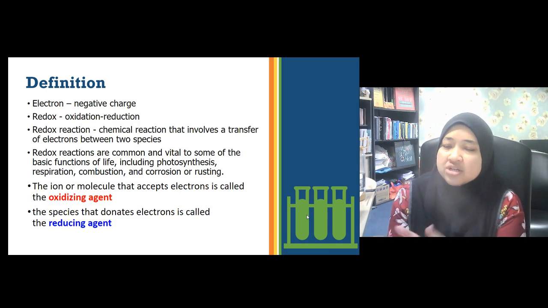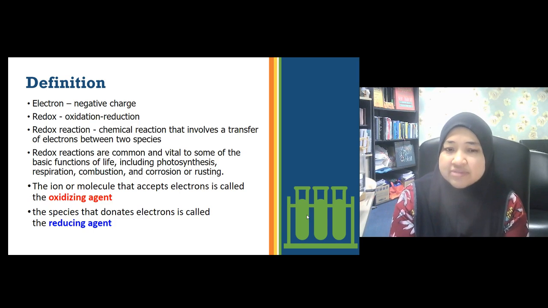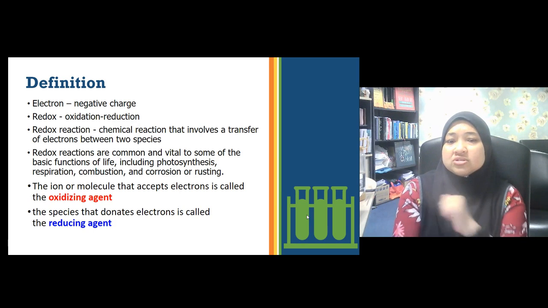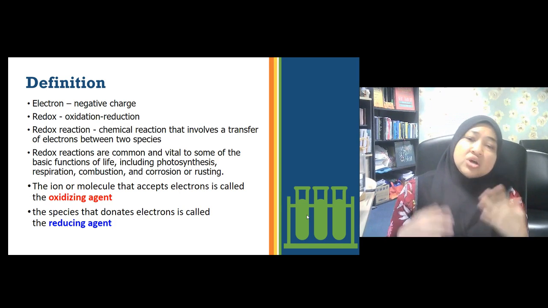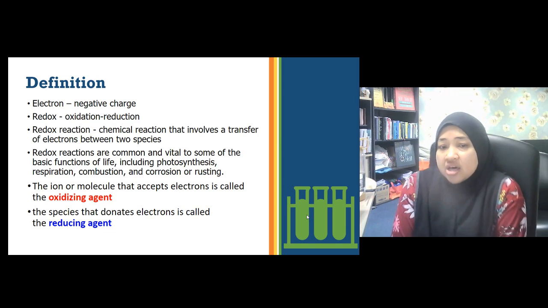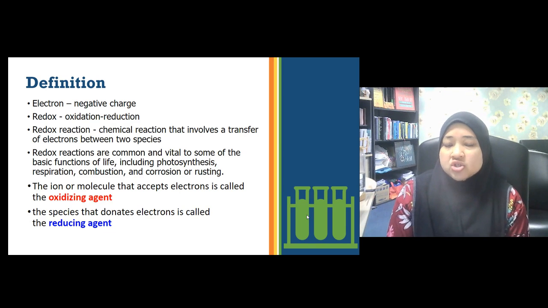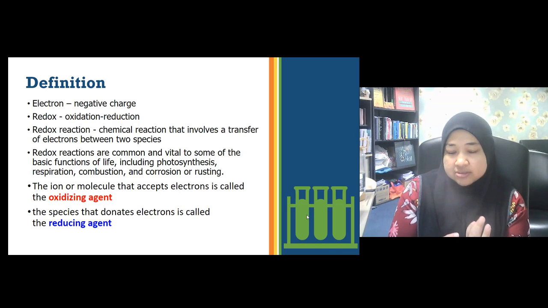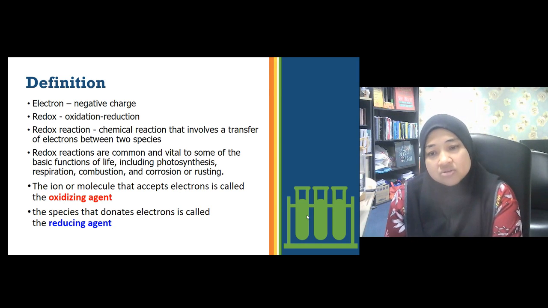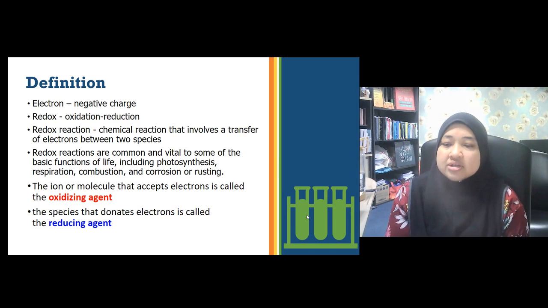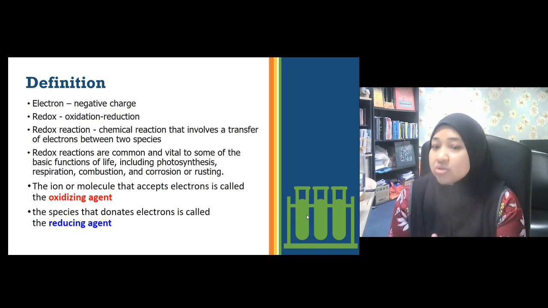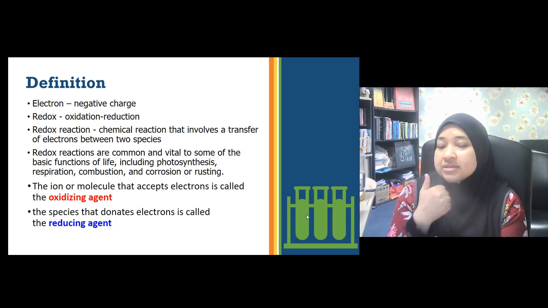Redox reactions are common and vital to some of the basic functions of life, such as photosynthesis, respiration, combustion, corrosion, and also rusting. You need to know that the molecule that accepts electrons, that receives electrons, we call the oxidizing agent. The molecule that gives electrons is the reducing agent. Of course, when you give something, you will have a reduction, so in this term it is reducing electrons.